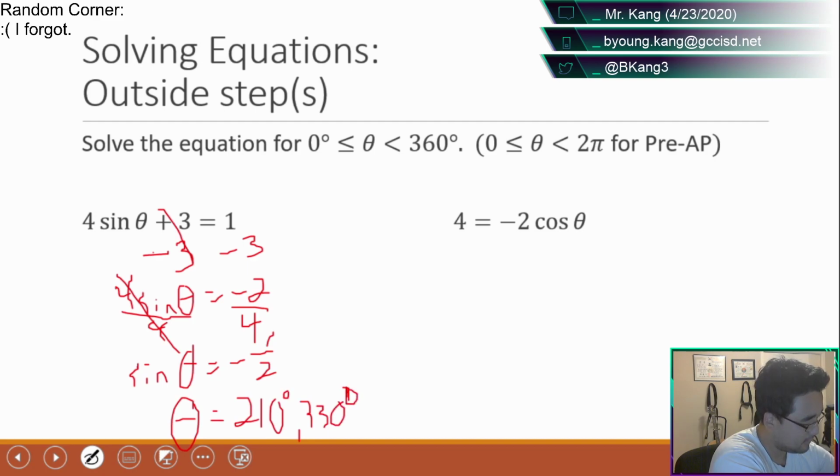Oh, come on. I'm trying to do a little degree symbol. There we go. Okay.